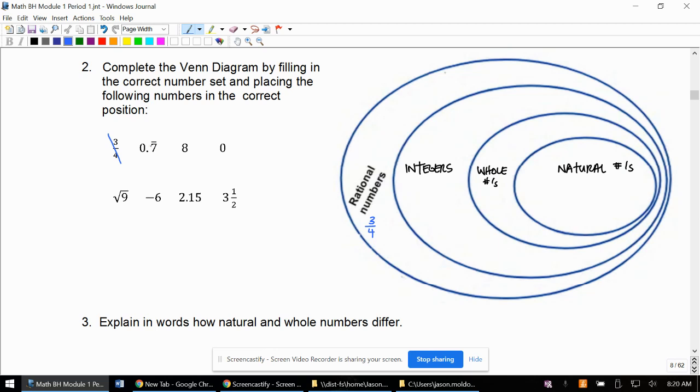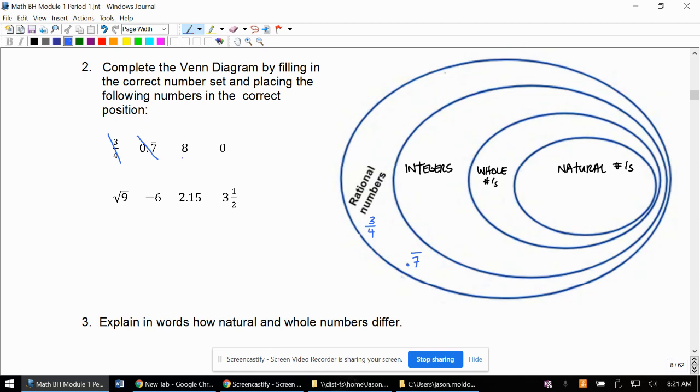Let's go to 0.7, which repeats, and we're going to place 0.7 here as a rational number. It is not an integer, a whole number, or a natural number. All right, 8. So 8 is a natural number. It's a whole number. It's an integer, and it is a rational number. But we're going to place it in just one spot.